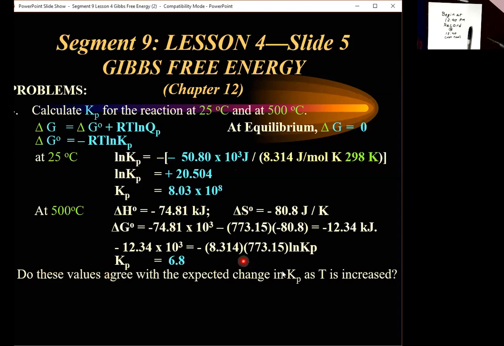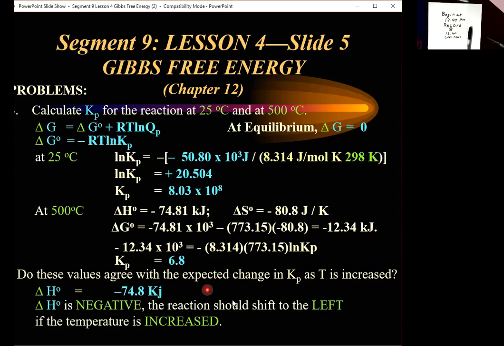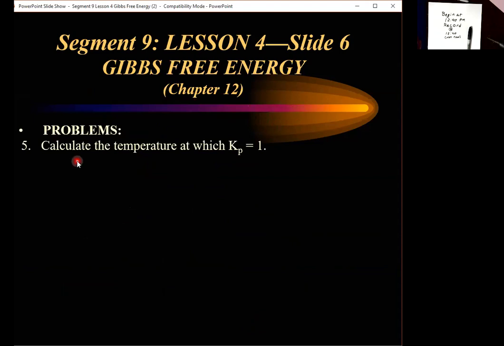Do these values agree with expected changes in Kp as temperatures increase? Well, we just showed it did. It was exothermic, so it'll shift left if the temperatures increase. Okay, so Kp should decrease. And that's what we observe.